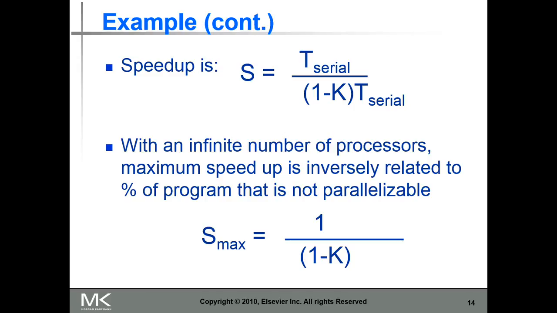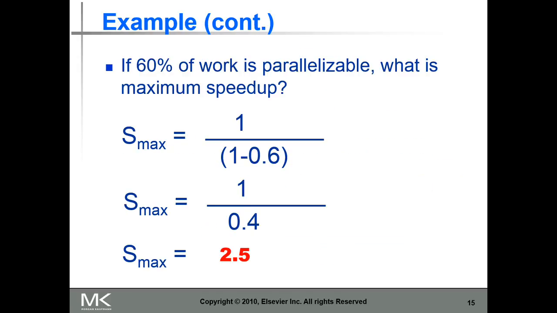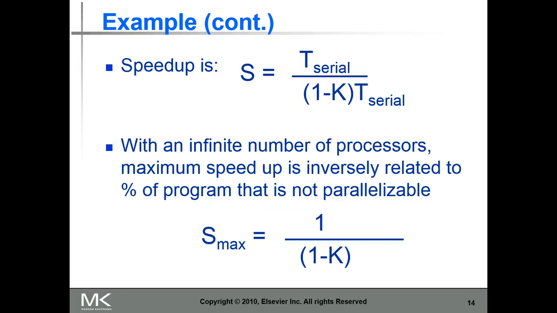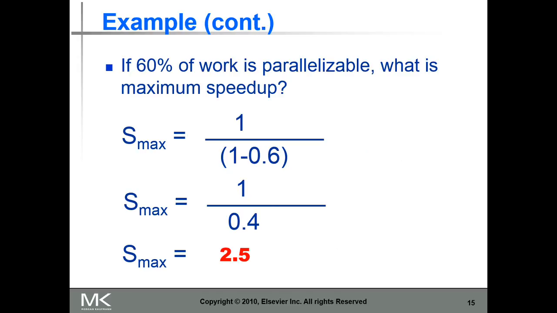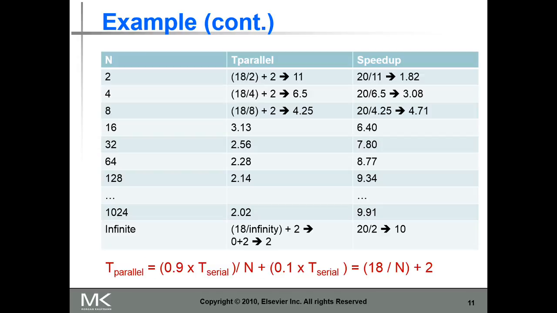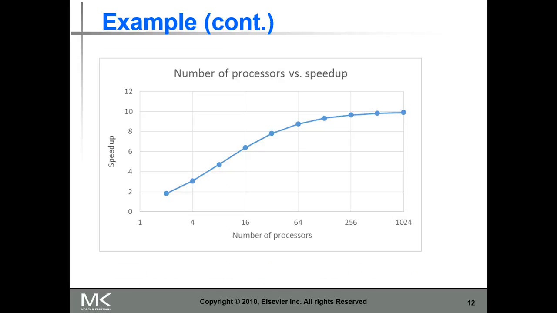All right, so if 60% of the work is parallelizable, can we just use this formula to plug and play for the maximum speedup? Yes. So we take 60% of the work is parallelizable. So K is 0.6. Under this formula and this percentage of work that's parallelizable, the maximum speedup is 2.5. How about when 90% of the work is parallelizable? It's 1 over 1 minus 0.9, which is 1 over 0.1, which is 10, which is exactly the maximum speedup we saw in this graph.